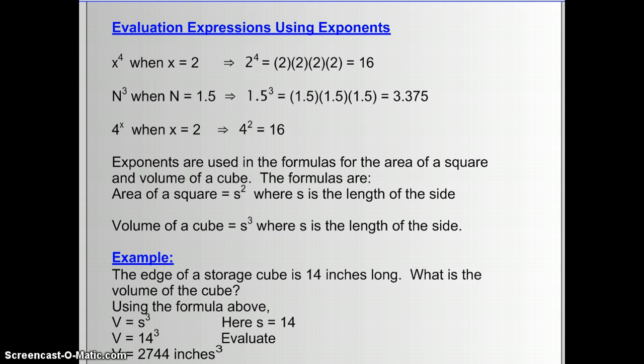Take a look at the example. The edge of a storage cube is 14 inches long. What is the volume of the cube? So using the formula above, we know the volume equals S cubed. In this case, the S is 14, so the volume is 14 cubed. When you evaluate that, or multiply 14 times 14 times 14, you get 2,744. At the end here, you must add your units. Okay, it says it's 14 inches long. That means your units are going to be inches, and because you're cubing them, it's inches cubed. This is key to add those units.